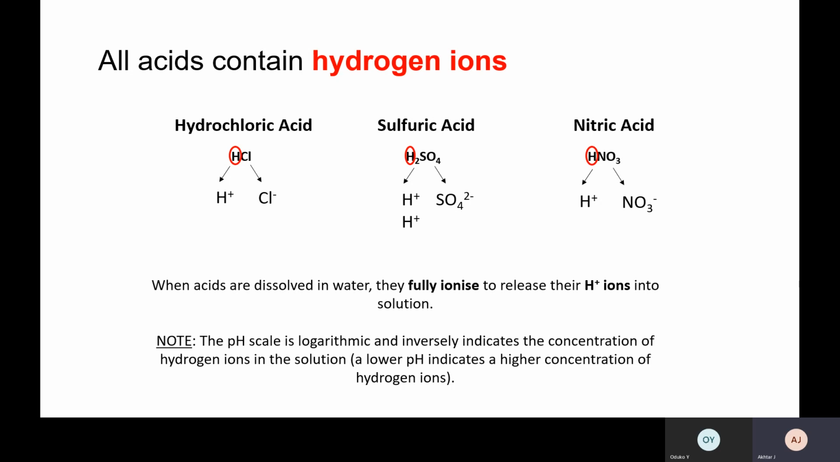Now, that's quite a key point, and we will get onto this in future lessons, but just something to know is that the concentration of hydrogen ions is directly correlated to the pH of the acid. Essentially, the higher the concentration of hydrogen ions, the more acidic the solution, or the lower its pH, okay? And we will get onto that towards the end of this topic.